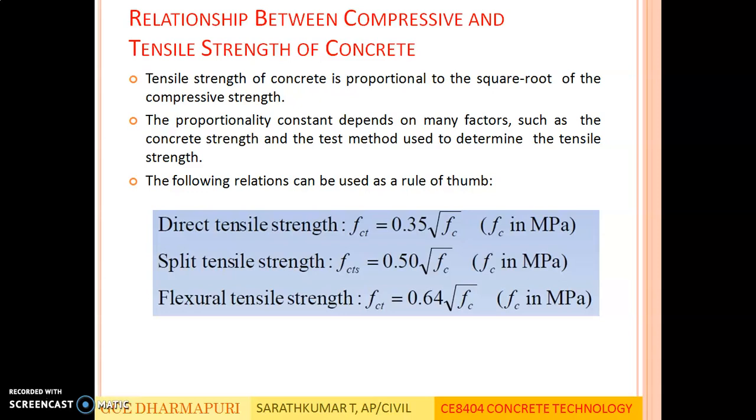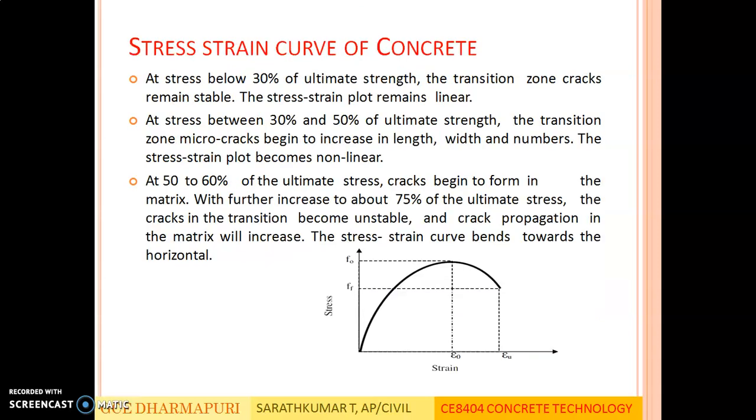If you are testing the concrete in the flexural tensile strength way, the concrete tensile strength will be 0.64 times root over fck. Normally, in IS 456-2000, the tensile strength of concrete is given as 0.7 root over fck. The next one is the stress strain curve of concrete.